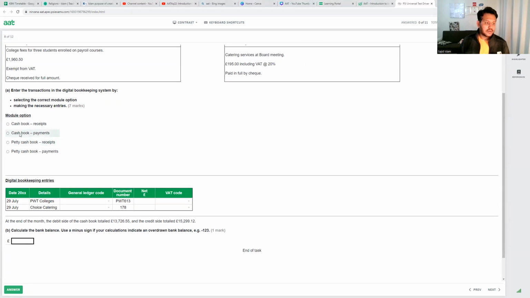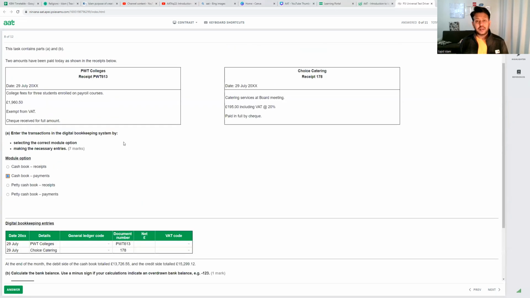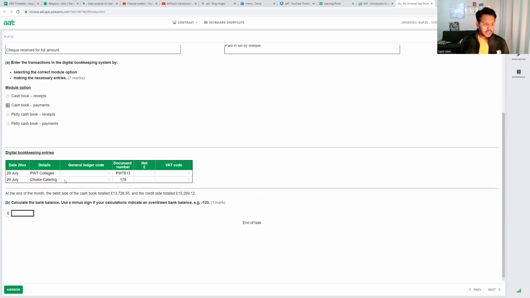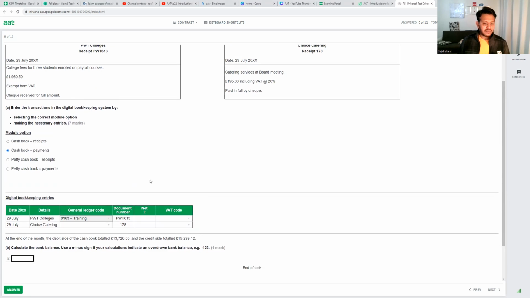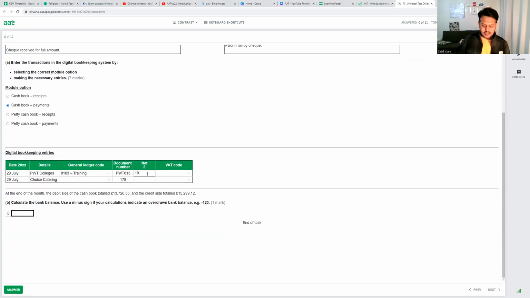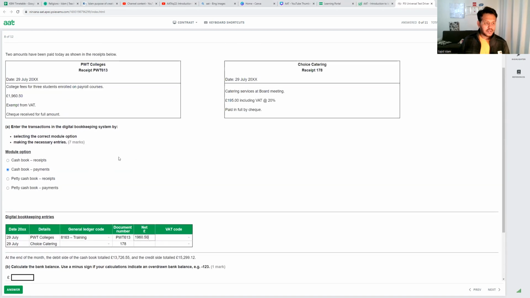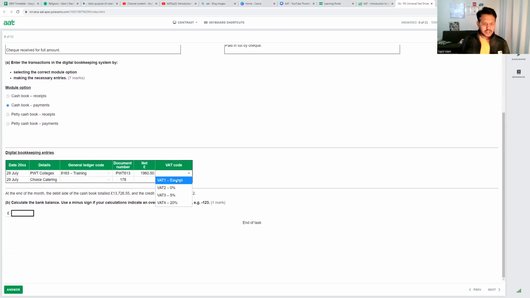Okay, so which book is it? Definitely the cash payment book, because anything I paid will be in the cash book payment book. If the amount is very small, for example 5 or 10 pounds, then it will go to the petty cash payment. But if the amount is a little bit bigger, it will go to the cash book payment side. Then it says digital bookkeeping entries. PWT college is a training. So definitely training. How much is the net? The net was 1960.50. There is no VAT. They said the VAT is exempt. So we say no VAT, exempt.